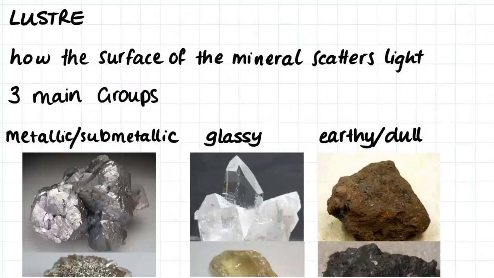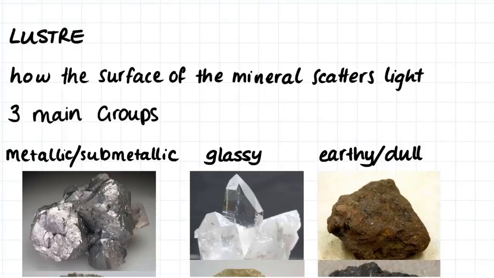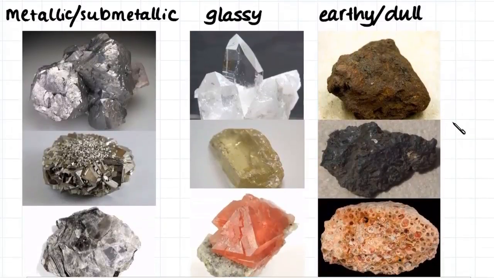Lustre is the word we use to describe how the surface of the mineral scatters light. We have categorised lustre into 3 main groups: metallic or submetallic, glassy, or earthy and dull. Here are some samples to illustrate what we mean by metallic or submetallic, glassy, and earthy and dull.